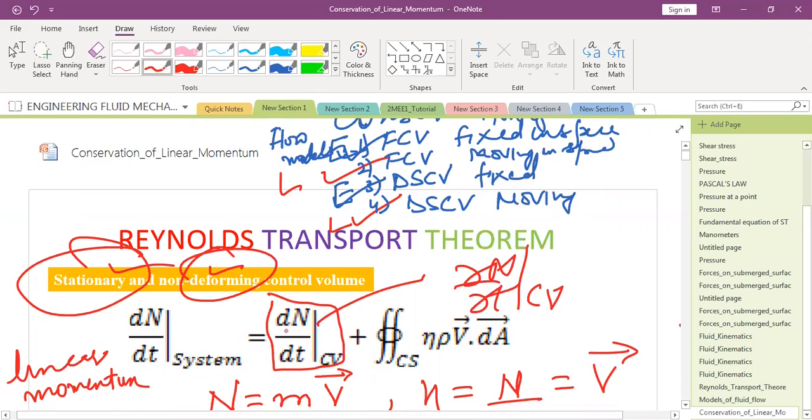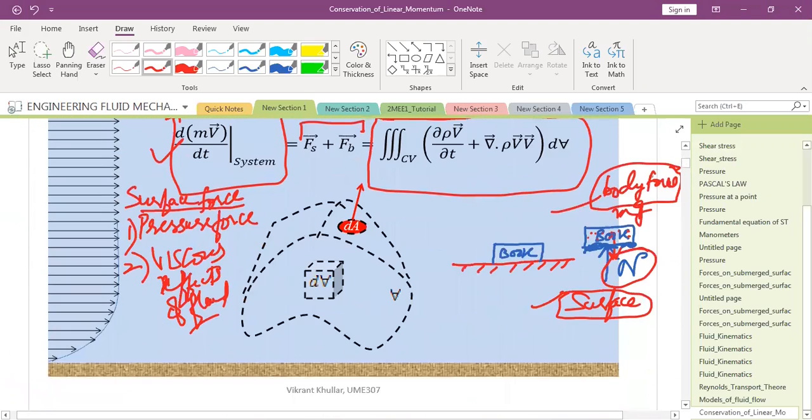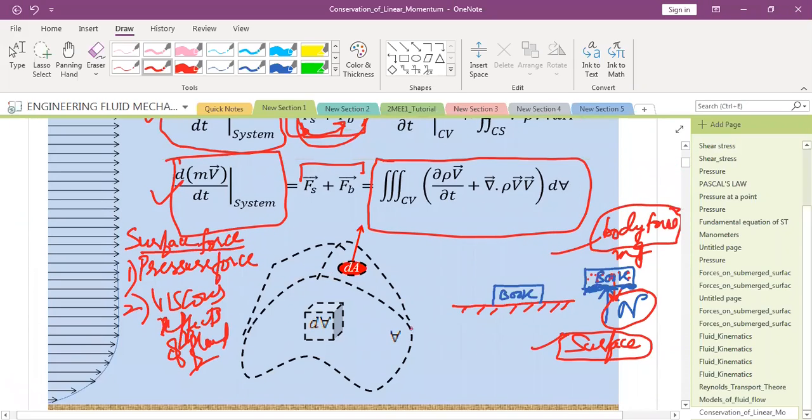So I am taking this simple case forward. Otherwise, I will have to do it like this only. D by dt will remain outside and then I will have to integrate it. Is that clear? Yes. So I could take it inside only assuming that the control volume is fixed in space. That is the inherent assumption in this.